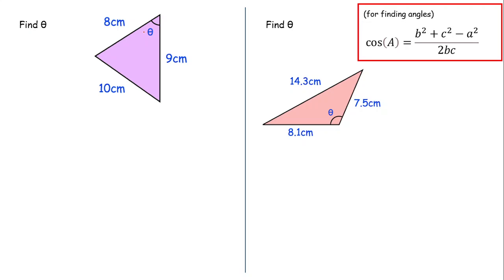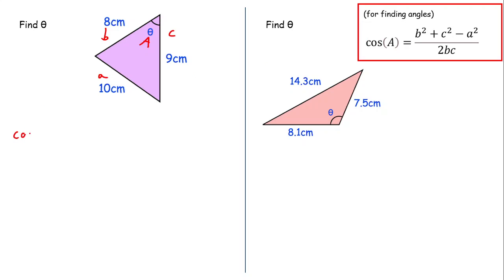So we're just calling it this thing here, which is called theta this time. Again, let's label this up. We're trying to find that angle. Let's call that angle A. Your side opposite will be lowercase a, and then B and C can go either side. It doesn't matter. And then plugging it into your formula.